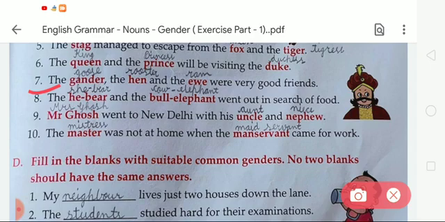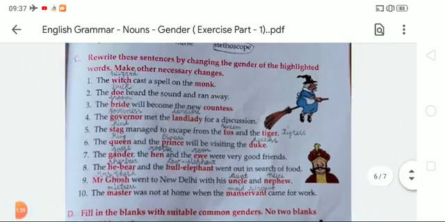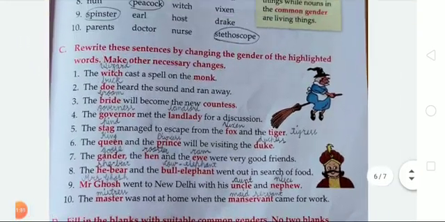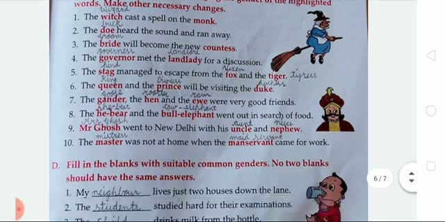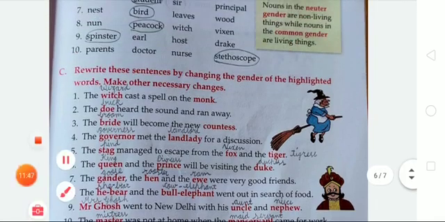Now the next is number 10: The master was not at home when the maidservant came for work. Dear students, it is very simple for you. You should change the given masculine word into feminine and the feminine word into masculine. Okay, so it's homework for you, you have to do it. You should do this given exercise C at your home.